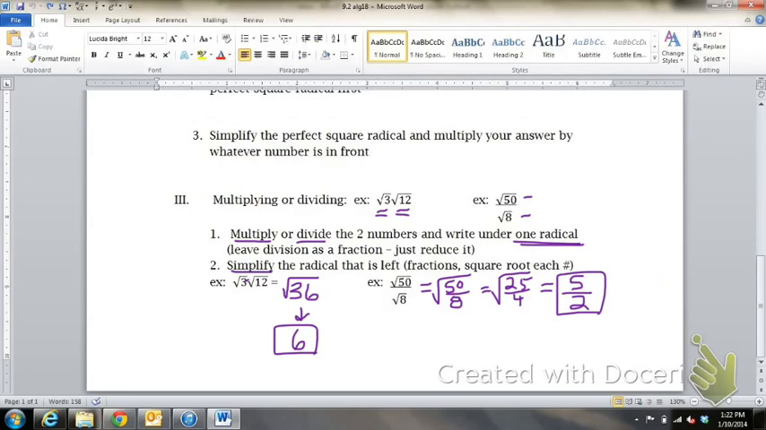So when you have more than one radical, try combining your two radicals by multiplying or dividing, and then square root or simplify what's left. And that's 9.2.